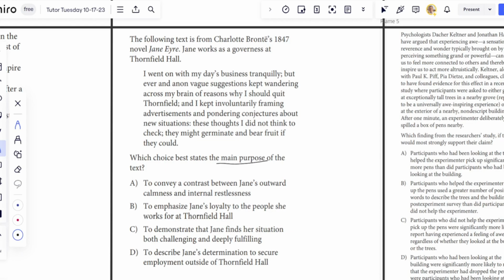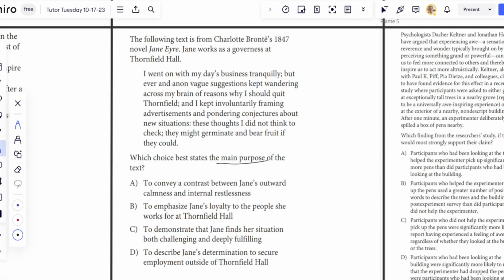I went on with my day's business tranquilly, but ever and anon vague suggestions kept wandering across my brain of reasons why I should quit Thornfield. And I kept involuntarily framing advertisements and pondering conjectures about new situations. These thoughts I did not think to check. They might germinate and bear fruit if they could.